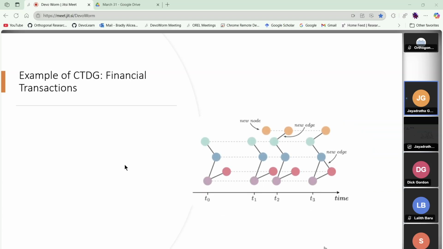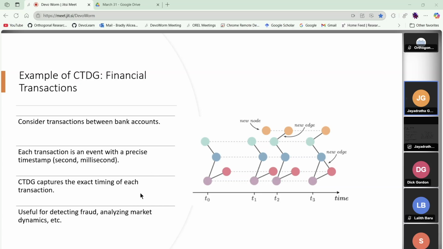So an example is CTDG in a financial transaction, where in seconds or milliseconds there are millions of transactions happening. So CTDG can capture the exact timing of each transaction. Where will it be useful? It will be useful for fraud detection, analyzing market dynamics, or a recommendation system.